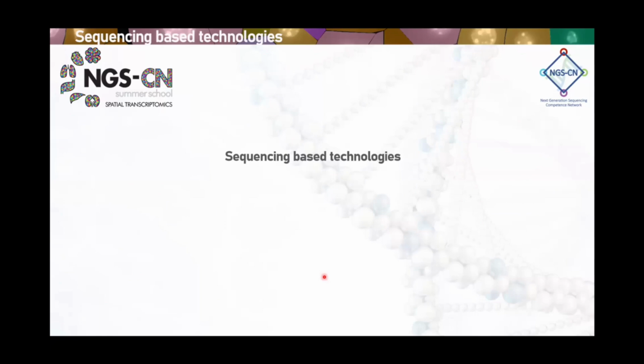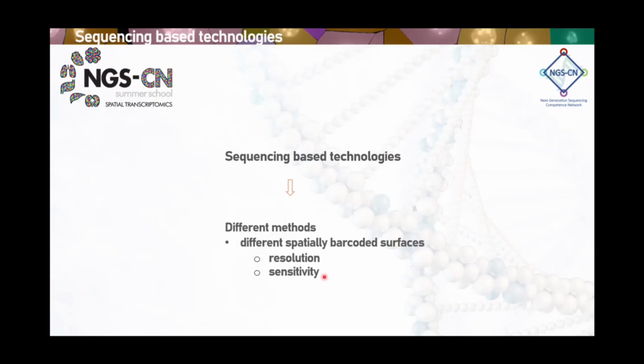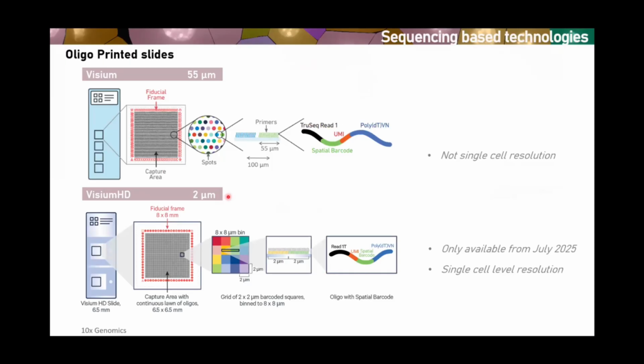Now I will show you a bit of the different sequencing-based technologies that are out there. They differ mainly in the way they barcode the surfaces and in the resolution. One of the more widely used technologies is from 10x Genomics. It's called Visium. In this case, we have, as I said, a barcoded surface. And in this version, we have spots with a 55 micrometer diameter. This means that each of these spots will not have a single cell, but probably, depending on the tissue, 10 to 20 cells. And we also have an empty space in between. So the resolution you can see here is 55 or 100 micrometers.